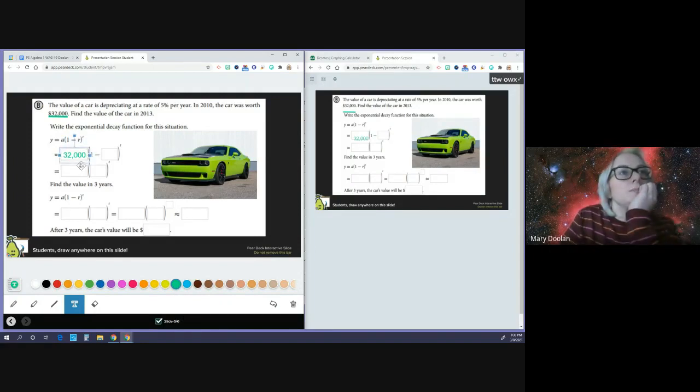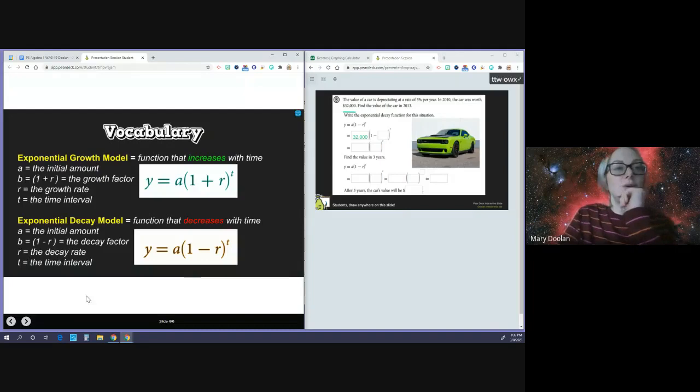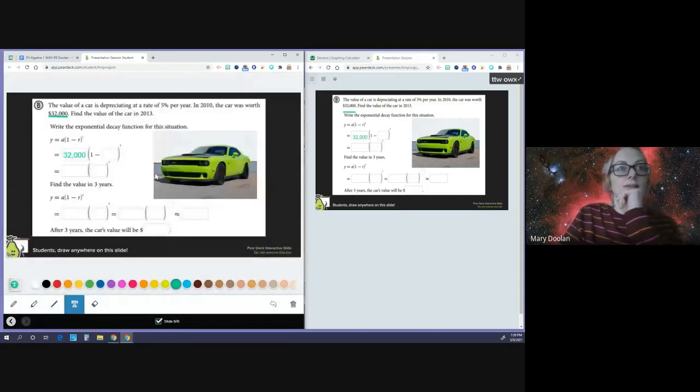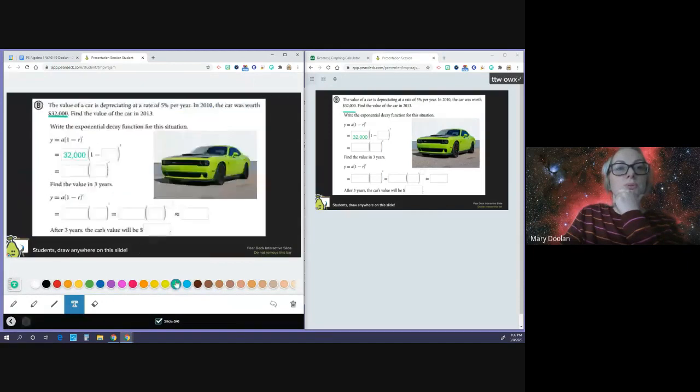All right. The next thing you need to know is the rate, R. R is the decay rate. The decay rate, I used blue. I use blue again. Depreciating means to decay: 5% per year.